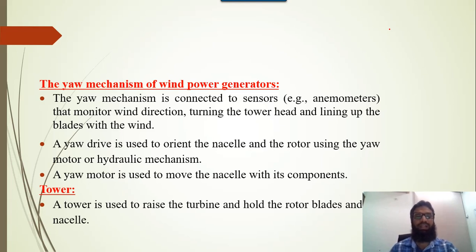and lining up the blade with the wind. A yaw drive is used to orient the nacelle and the rotor using the yaw motor or the hydraulic mechanism. A yaw motor is used to move the nacelle with its components.